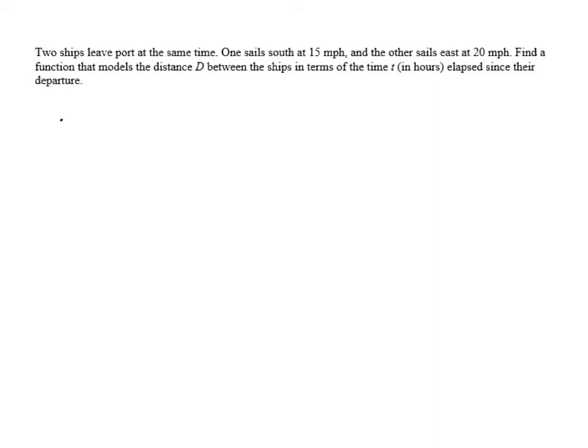If this is the port that we start from, one ship is sailing south at 15 miles per hour, and the other is sailing east at 20 miles per hour. So we've got our ships, which I am giving very crude drawings of.